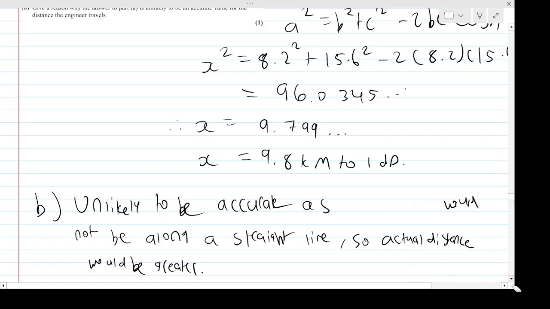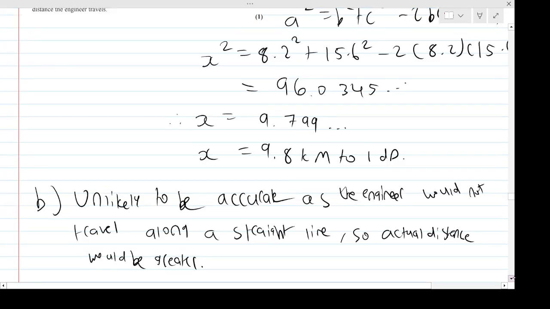Let me rephrase this a little bit. The engineer would not travel on a perfectly straight line. So the engineer won't travel along a straight line, meaning he'll be travelling along roads that are curved, or roads that are longer, or paths that are longer between the points. It's not going to be one straight line, right? Essentially, the distance would then be greater.